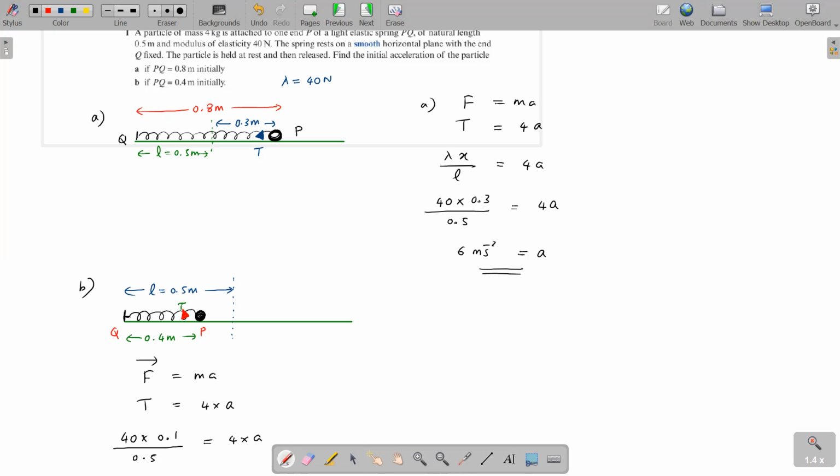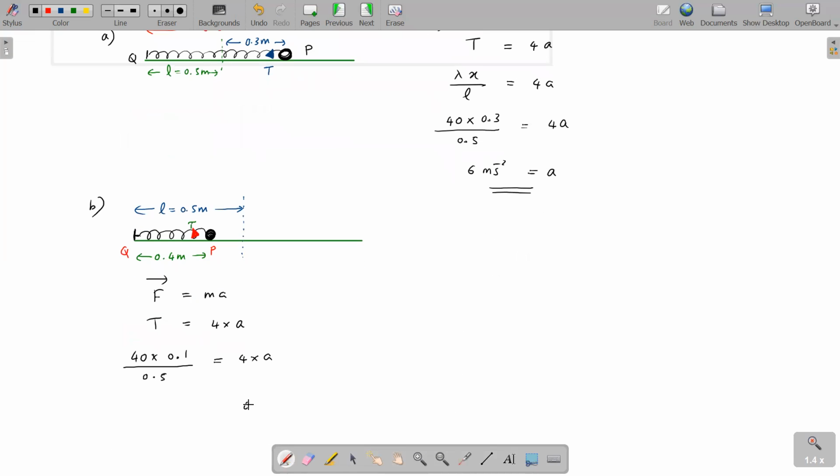How much is the final answer? 40 into 0.1 over 0.5 into 4. You could type this whole thing in the calculator. Acceleration is 2 meters per second squared.